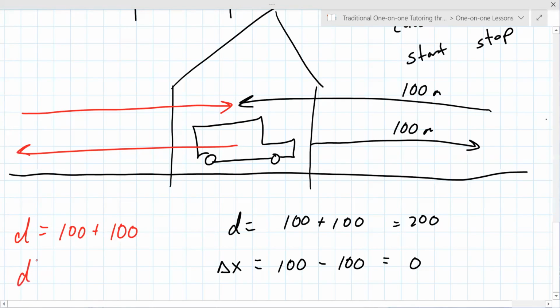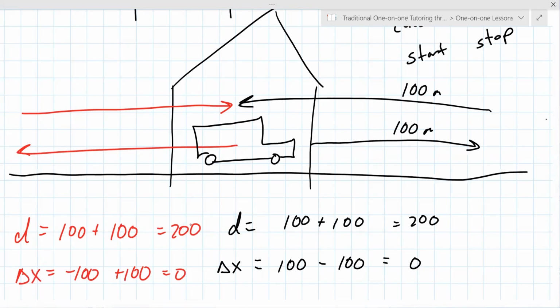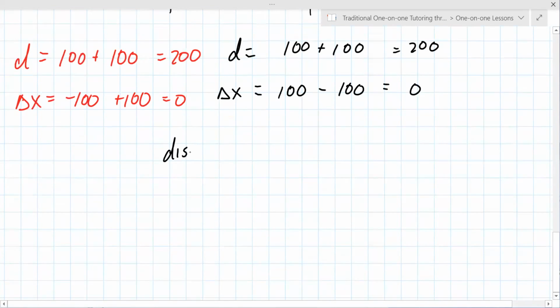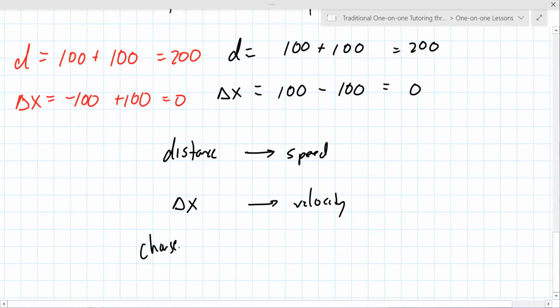But with velocity, you have to take into account direction: if backwards is negative, I went negative 100, then I went forward 100. So that's the key difference here. Let me summarize this. Distance goes with speed, and change in position goes with velocity. Okay, so we can move on to number four.